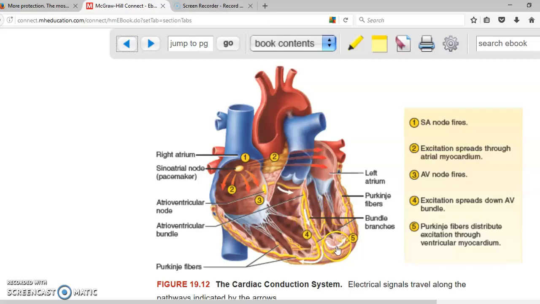Then the AV bundles branch out into these little branches that go through the walls of the ventricle. These branches are called the Purkinje fibers. What you have to understand is that the heart moves because the electricity of the heart makes it move. First there is electricity in the heart, and then the heart moves. So you cannot separate the conduction system of the heart from the movement of the heart.